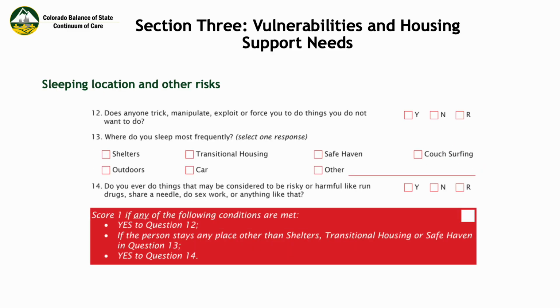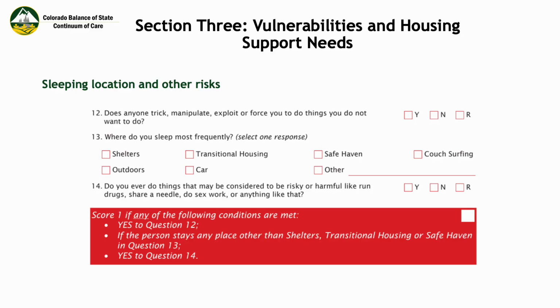Continuing on in Section 3, Vulnerabilities and Housing Support Needs. Question 12, 13, and 14 look at the sleeping location where someone stays, as well as other risks. Question 12 states, does anyone trick, manipulate, exploit, or force you to do things you do not want to do? And the options are yes, no, or refused. Question 13 says, where do you sleep most frequently? And asks for you to select one response.